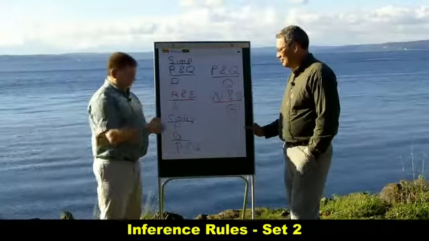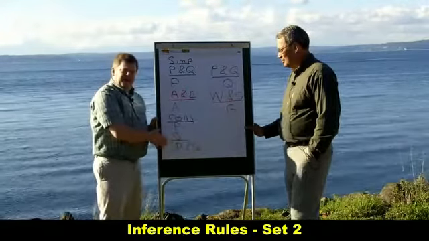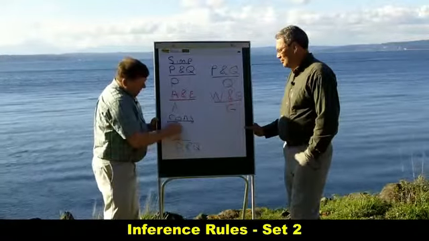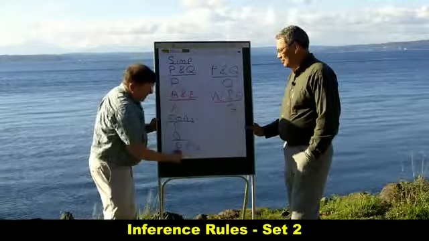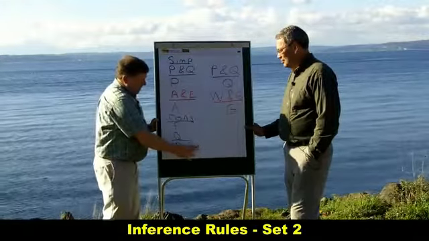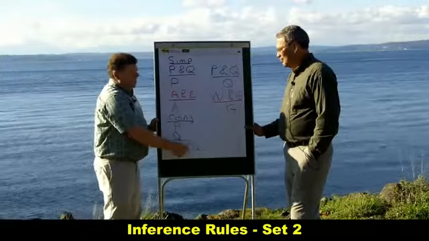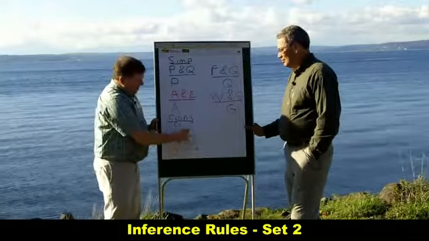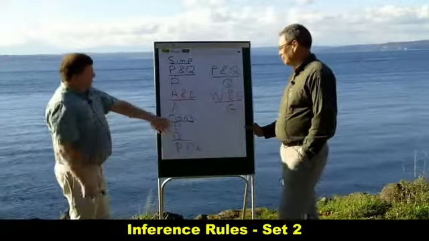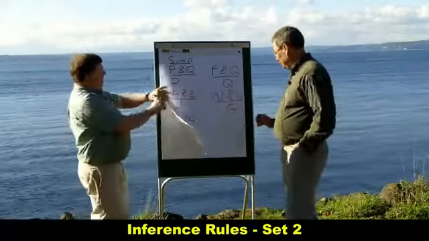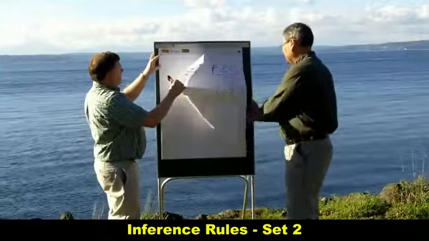You have to be careful. You have to follow these rules exactly as they're written. When you take 2 lines of a proof and join them together, it has to be an ampersand that joins them. Can't be a wedge, can't be a horseshoe, can't be any other formula. So there's 2 of the 4 inference rules we're going to introduce.